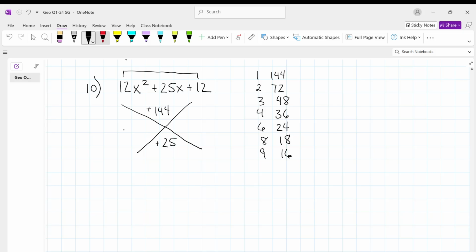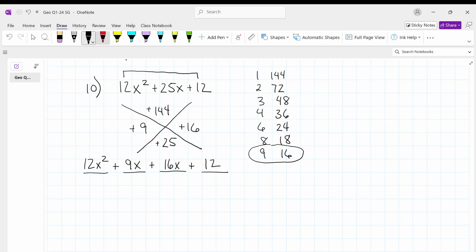Everything is positive, so the factors are both going to be positive. The only pair that adds to 25 is the 9 and the 16. So it's plus 9 plus 16. All right, our 12x squared goes first, our plus 9x goes second, plus 16x and plus 12.